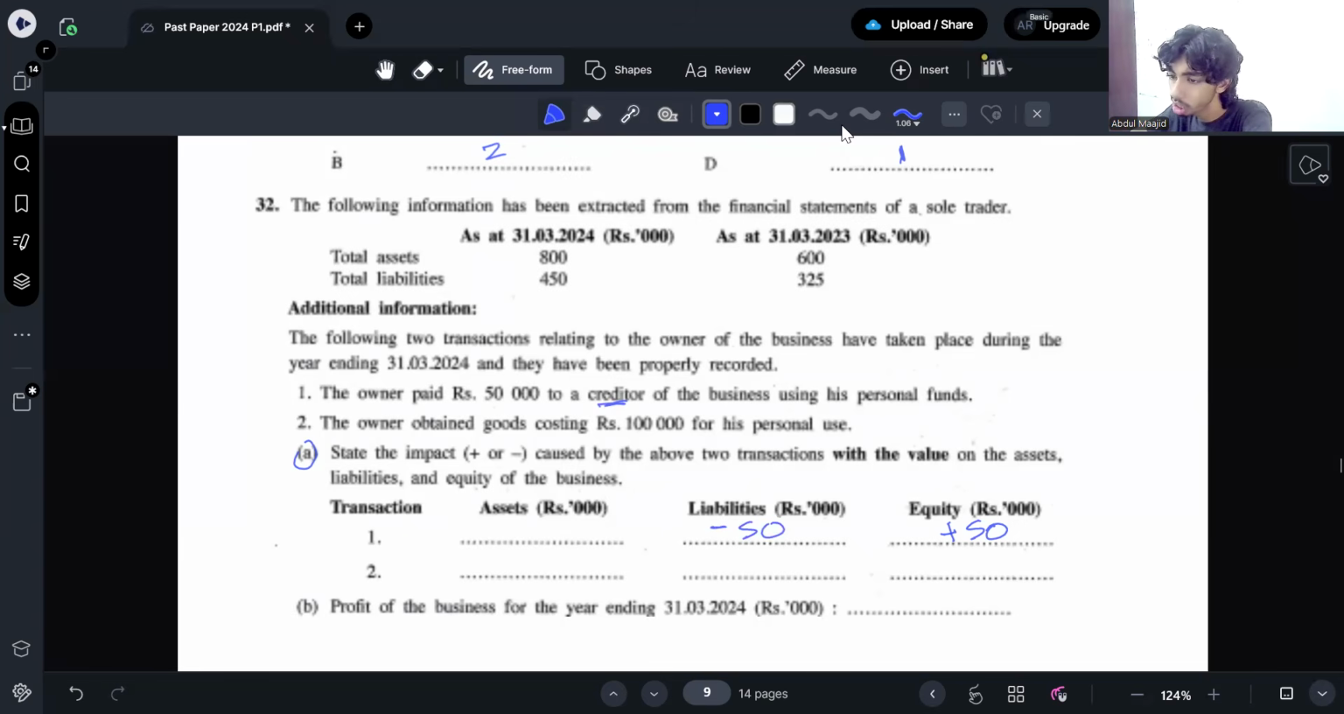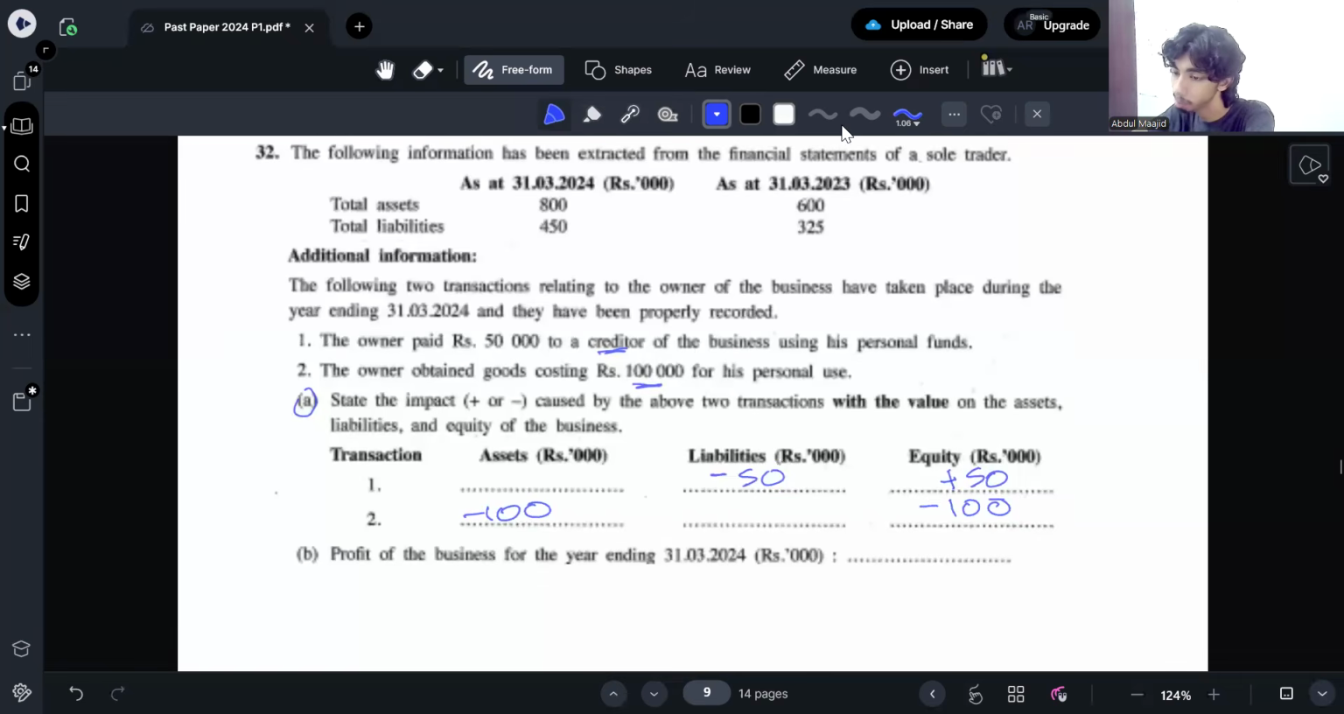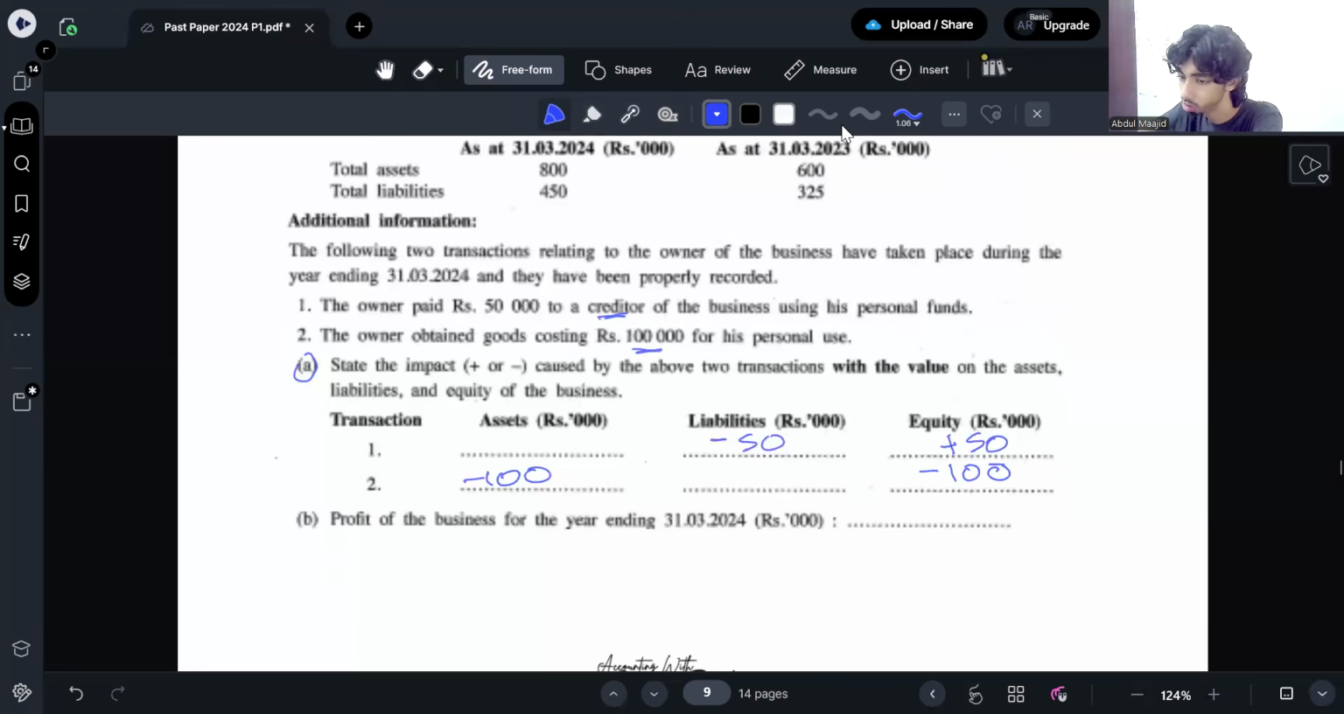Second one, the owner obtained goods costing 100,000 for his personal use. So that will be asset minus 100, drawings will reduce equity, equity minus 100. B, profit of the business for the year ending 31st March 2024. Profit equals closing net asset minus opening net asset plus drawings minus additional capital.